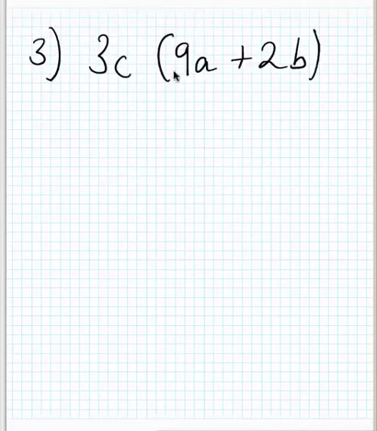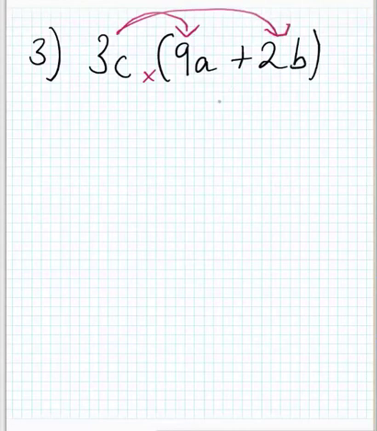For our next one, it's starting to look a bit more complicated because instead of just having a number here, 3, we've got 3c. But it's still the same thing. There's an invisible times here. So 3c times 9a and 3c times 2b.